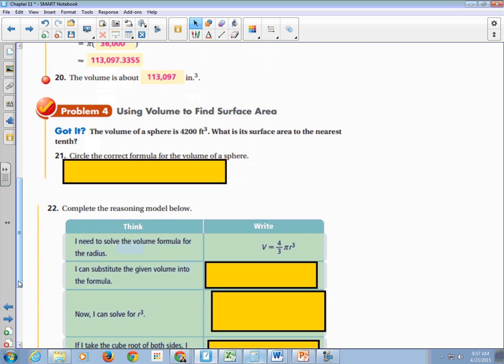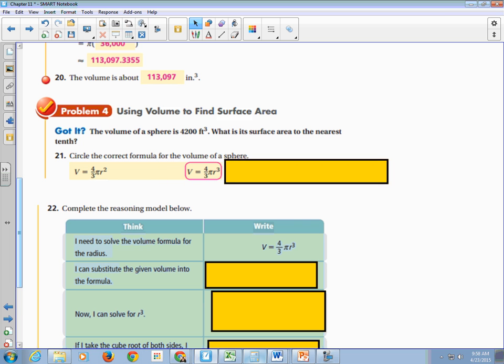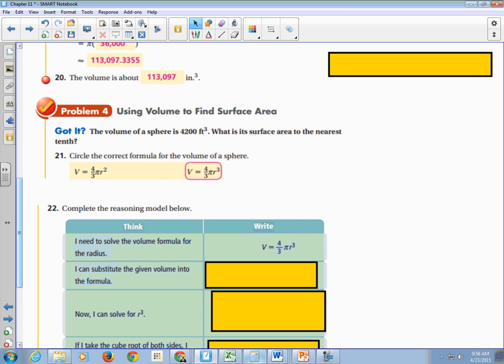All right, so we're going to be working backwards. The volume of a sphere is 4,200 cubic feet. What is the surface area? So the correct formula for volume of a sphere is not 4/3 pi r squared, but it is 4/3 pi r cubed. Volume is the cube, always. So we are going to substitute the volume into our formula. Where this V is, we're going to substitute in 4,200.